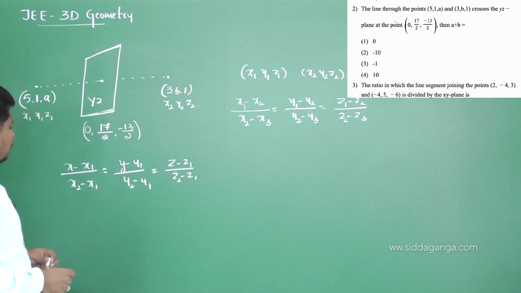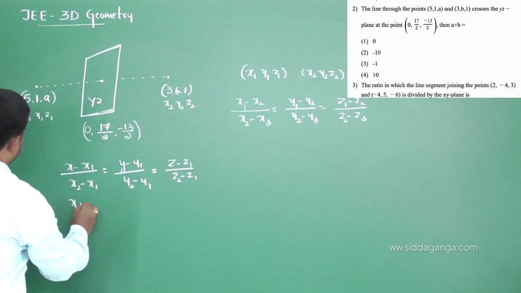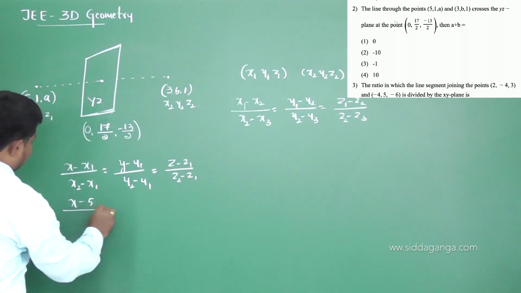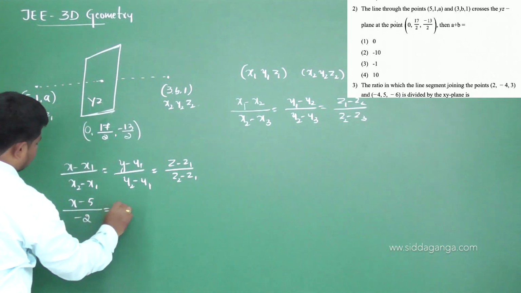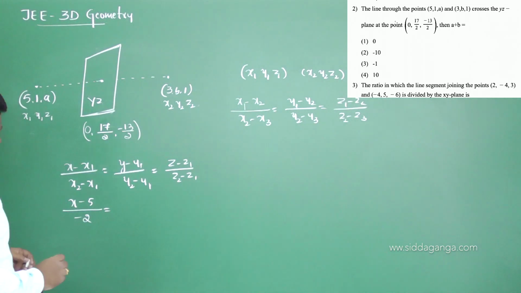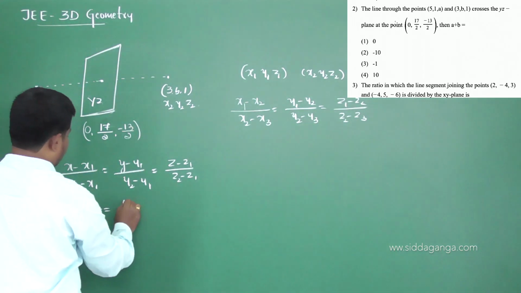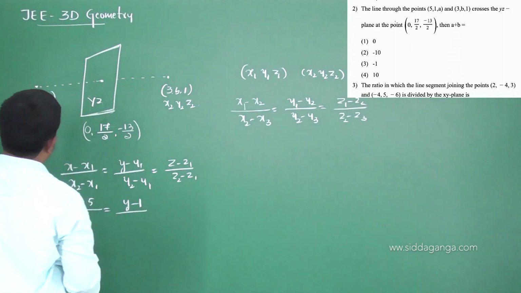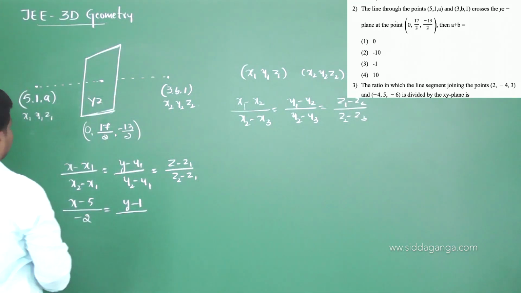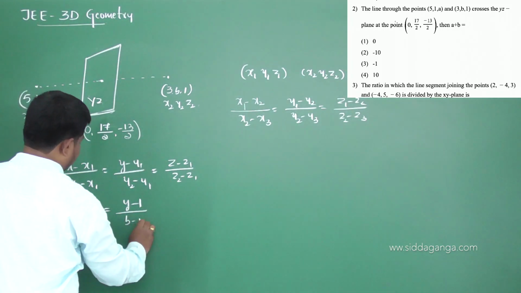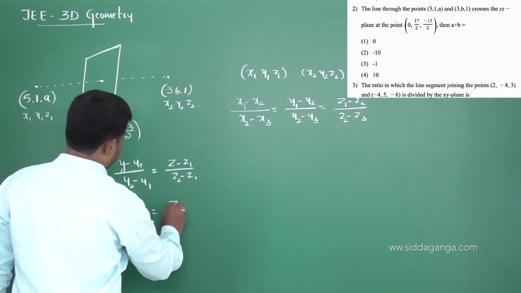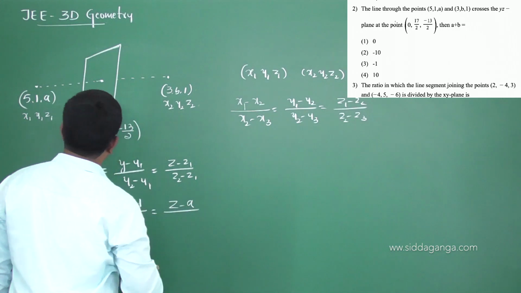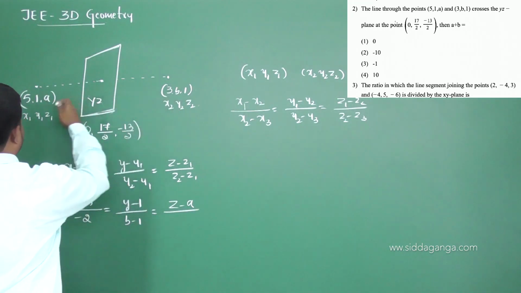Now let us substitute the values. x minus x1, where x1 is 5, divided by x2 minus x1, that is 3 minus 5, that is minus 2, is equal to y minus y1, so y minus 1, divided by y2 minus y1, that is b minus 1, and that is equal to z minus z1, that is z minus a, divided by z2 minus z1, that is 1 minus a.